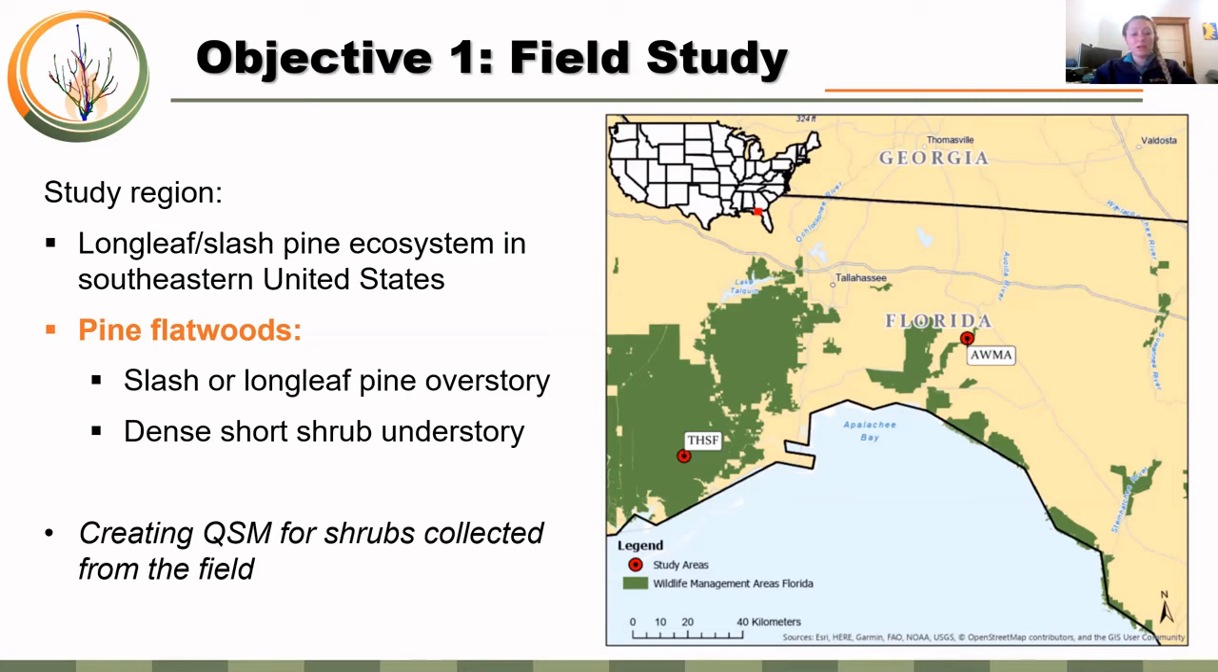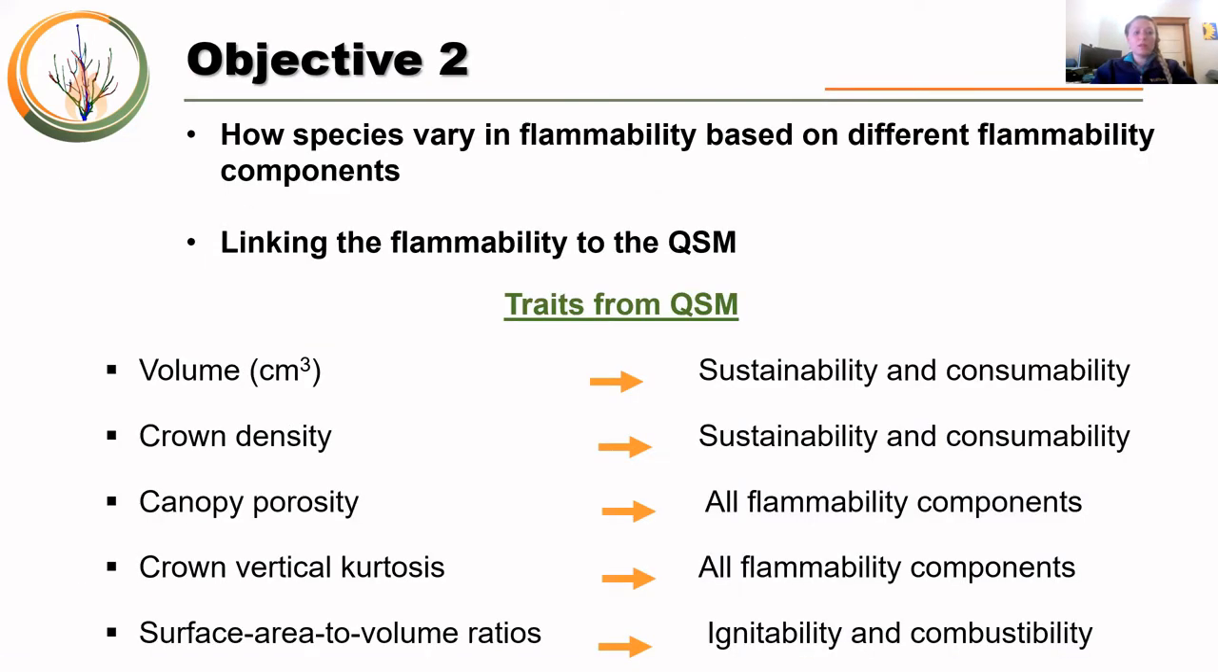And here we are currently in the process of creating these QSM, these models for our field data. And once the QSMs are modeled, the second objective is then to link these traits that are derived from the QSM to flammability.